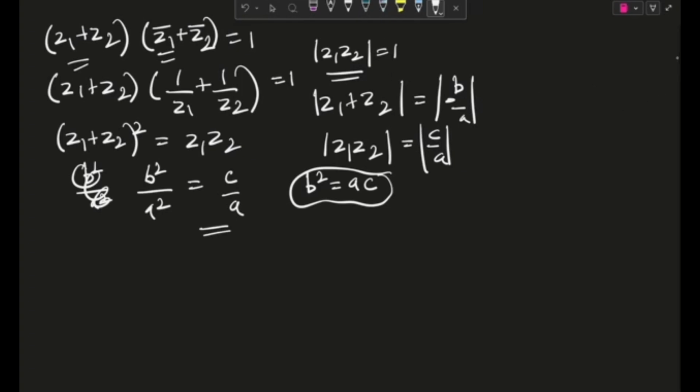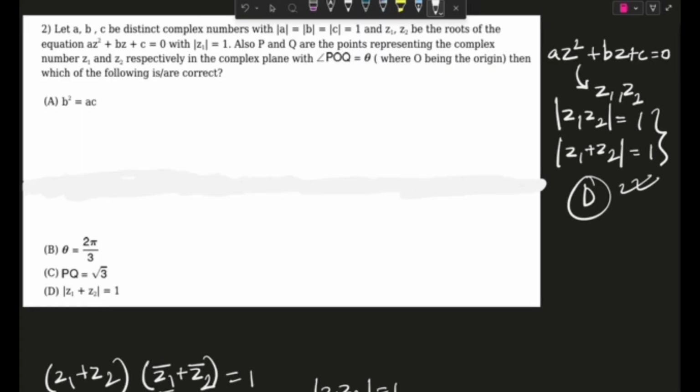And now we also have to find something else. I will look at the options. So basically we also need to discover the value of theta, and I guess one PQ is also given. Okay, we will read the question once. P and Q are the points representing the complex numbers Z1 and Z2 respectively in the complex plane. Okay, this means that if this is the complex plane, and if this is the point P, and say this is the point Q, and this is your origin of the complex plane, so POQ is actually our angle theta.